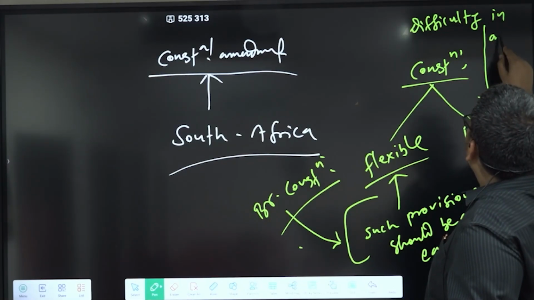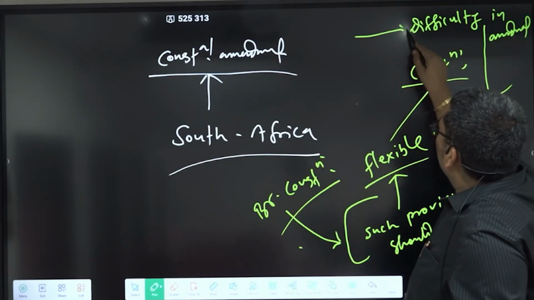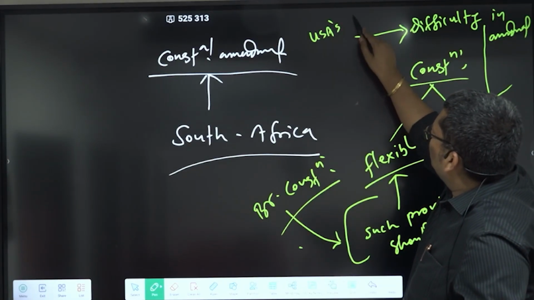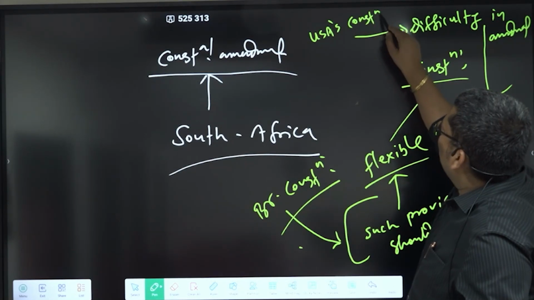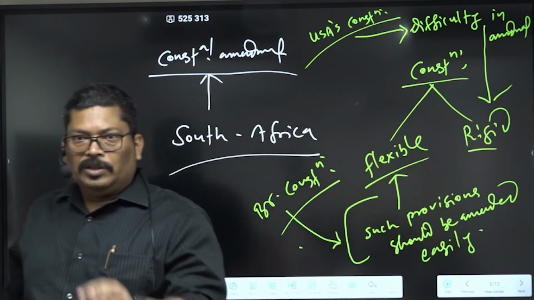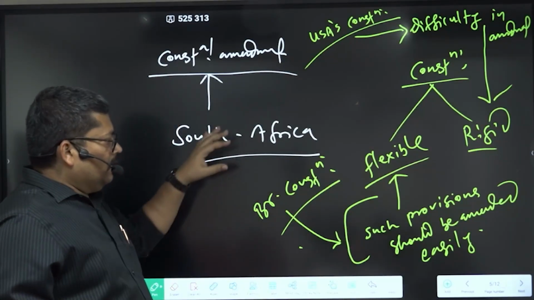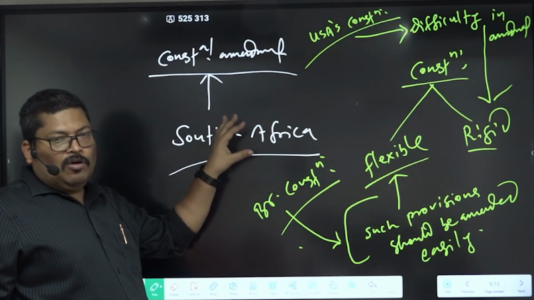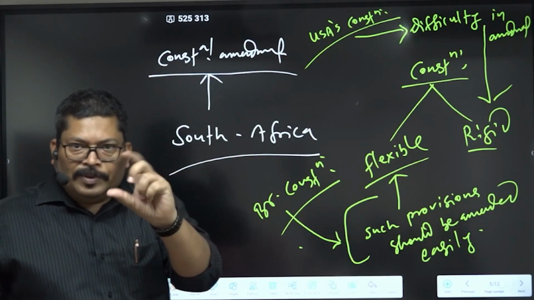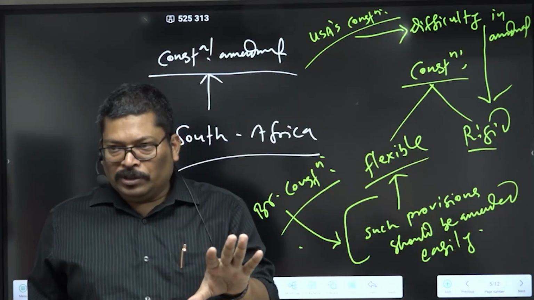Difficulty in amendment comes from the USA's constitution. So here you need to remember three sets of information. First one is that the Indian Constitution can be amended. This concept has been derived from which constitutional scheme? South African constitutional scheme. Fine.